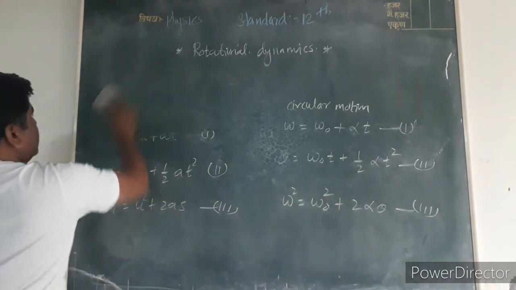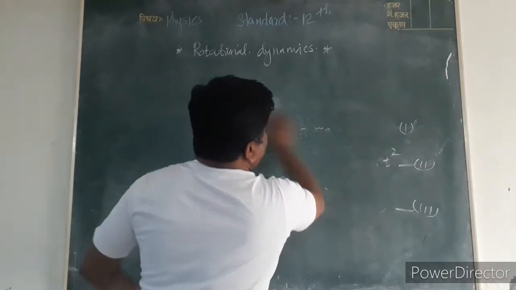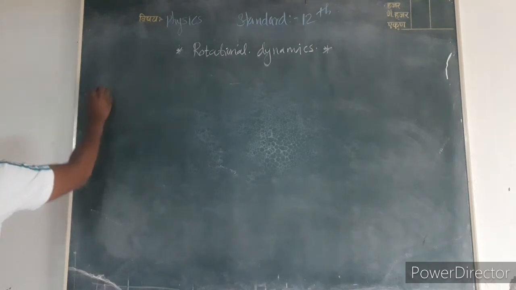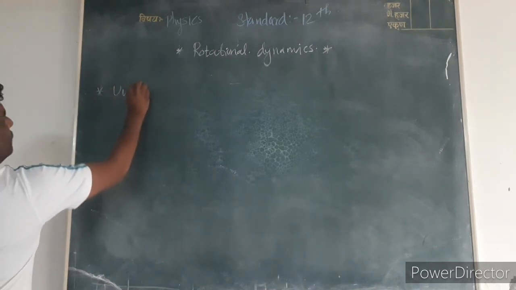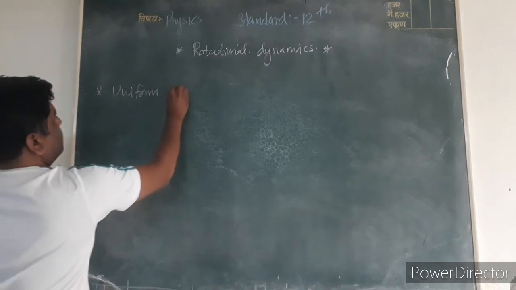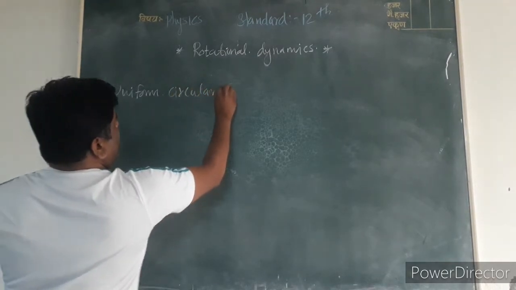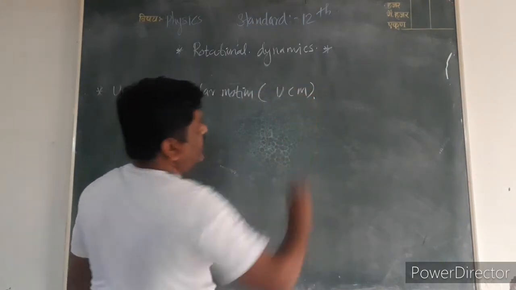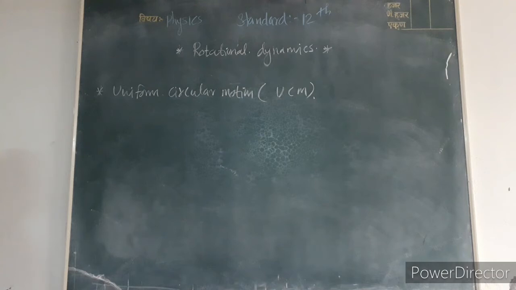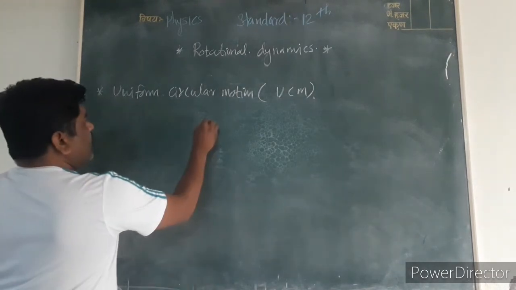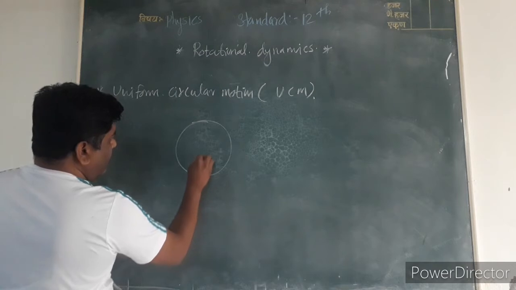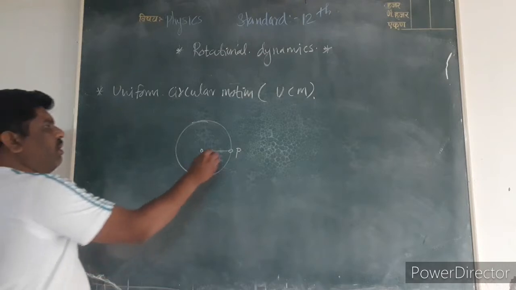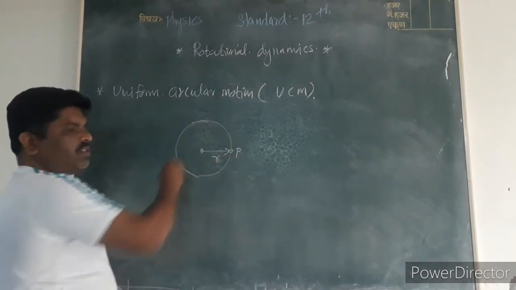Now we define the simple definition, that is uniform circular motion, in short UCM. It is also called UCM. The particle P revolve around the circumference of circle.